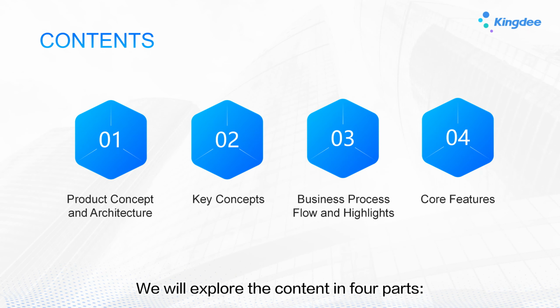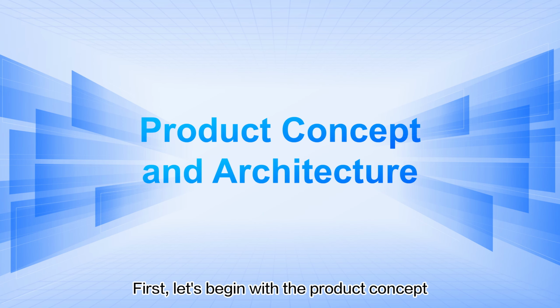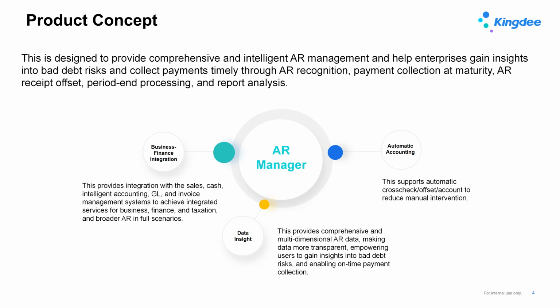We will explore the content in 4 parts: product concept and architecture, key concepts, business process flow, and highlights and core features. First, let's begin with the product concept. This application is designed with the concept of automation, integration, and transparency, serving as an AR manager.